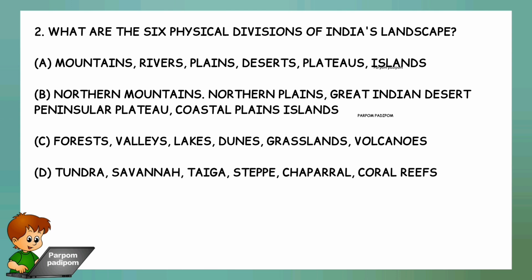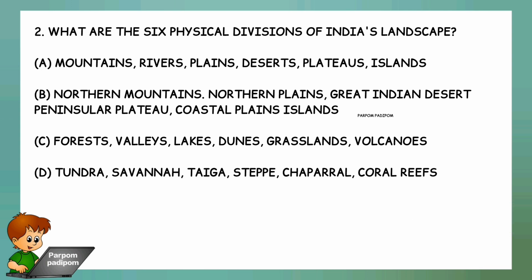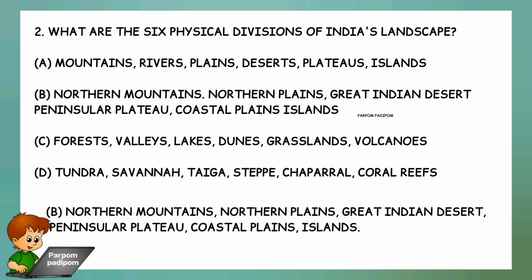2. What are the 6 physical divisions of India's landscape? A. Mountains, rivers, plains, deserts, plateaus, islands. B. Northern mountains, northern plains, Great Indian Desert, peninsular plateau, coastal plains, islands. C. Forests, valleys, lakes, dunes, grasslands, volcanoes. D. Tundra, savanna, taiga, steppe, chaparral, coral reefs. The correct answer is B. Northern mountains, northern plains, Great Indian Desert, peninsular plateau, coastal plains, islands.